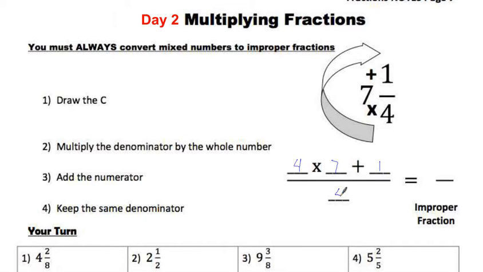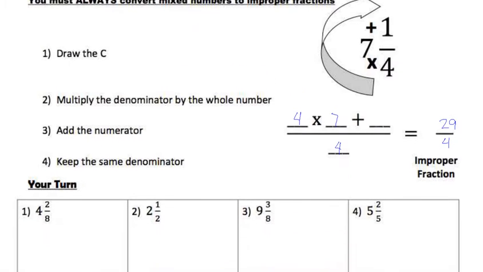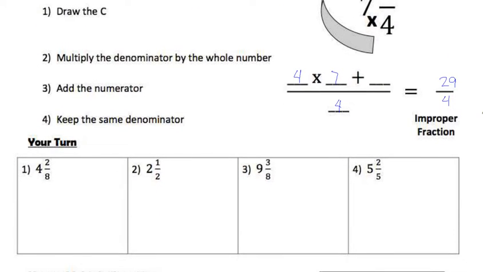The denominator stays 4. Now if we do the operations across the top, 4 times 7 is 28, plus 1 more gives me 29 over 4. It's that simple. Denominator times the whole number plus the numerator. So let's do another practice one, and then you're going to do a few by yourself.